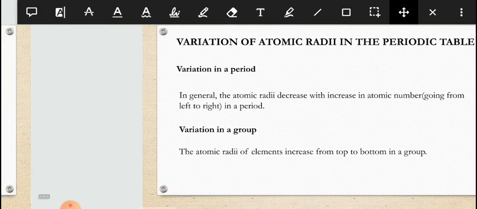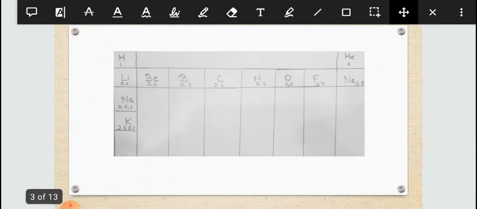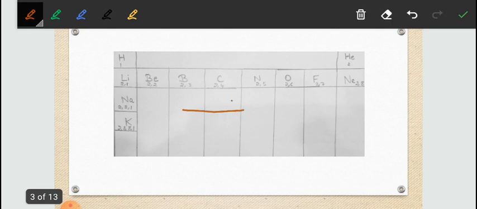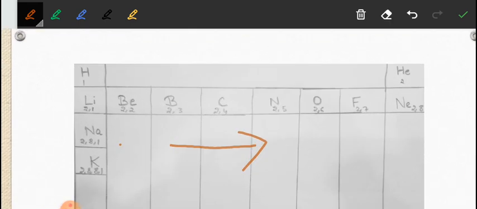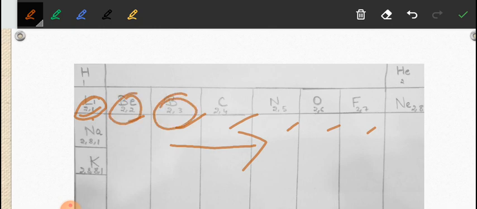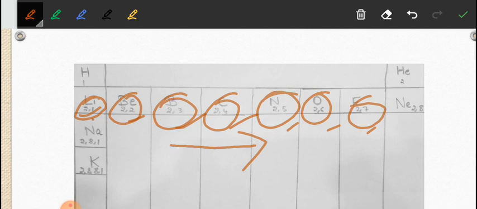Let's move to the periodic table that I have made. Suppose I am going to read across the period. You can see here lithium, beryllium, boron, carbon, nitrogen, oxygen, fluorine. The number of shells is 2 in each case. Across the period the number of shells is 2, but the atomic number increases. The atomic number of lithium is 3, beryllium is 4, boron is 5, carbon is 6, and so on.